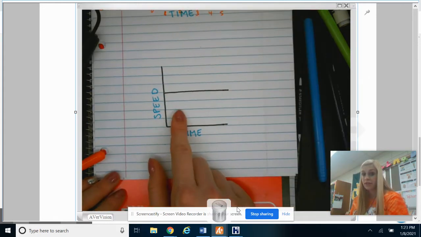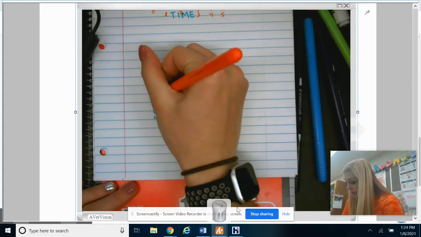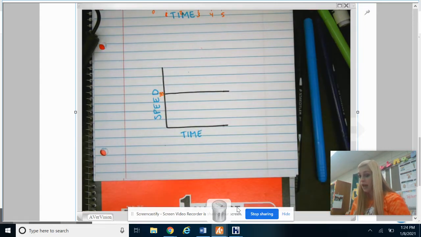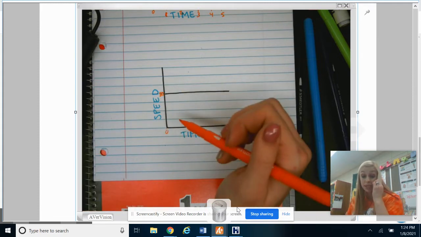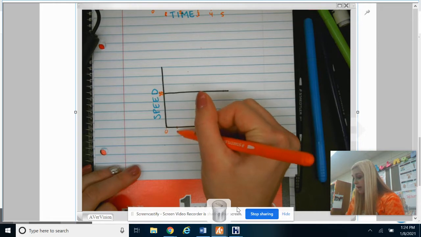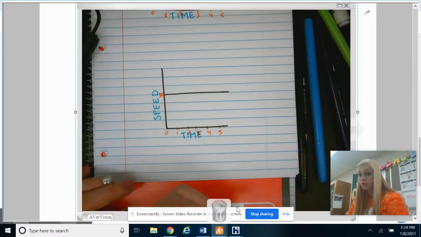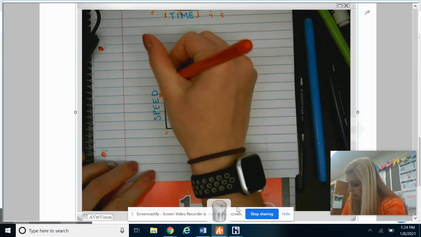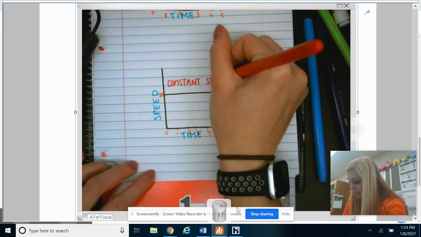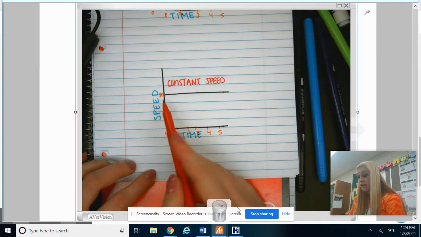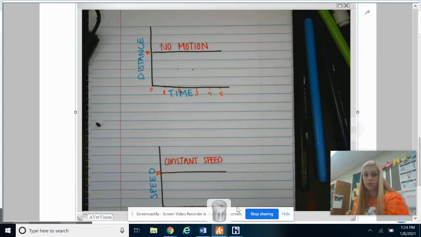Whereas this graph is a speed time graph. So if this is a speed of 30, then that means that this person is going 30, let's say, meters per second at 0 seconds, at 1 second, at 2 seconds, at 3 seconds, at 4 seconds, at 5 seconds. So this graph shows constant speed. That means the speed is not changing. So this graph is someone traveling at 30 meters per second the entire time. This graph is no motion.